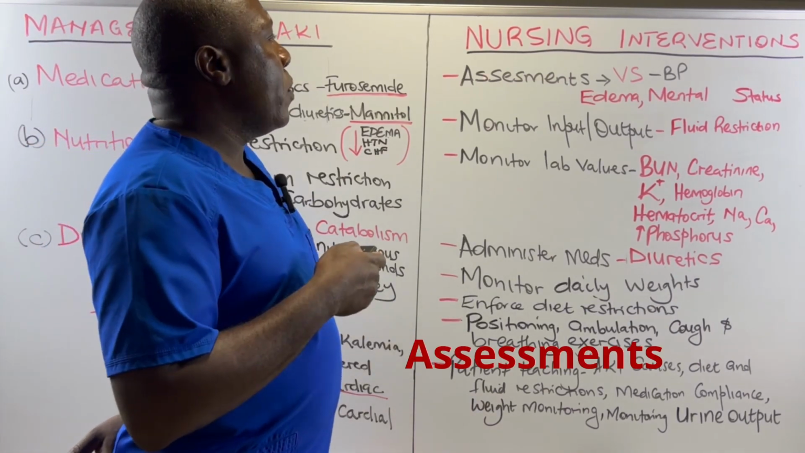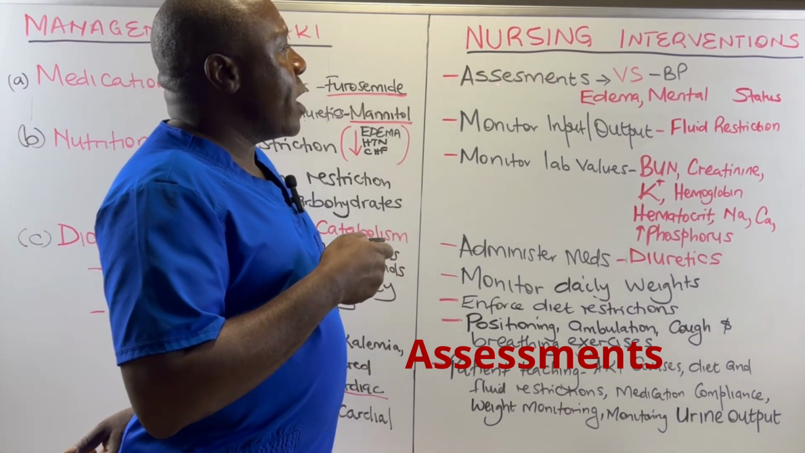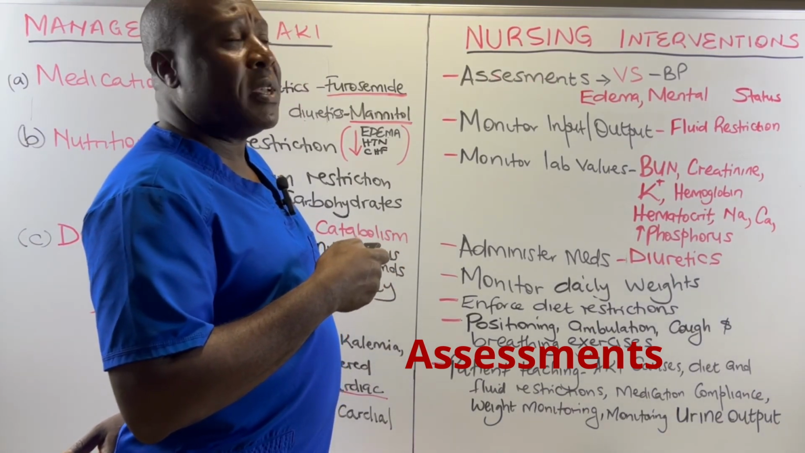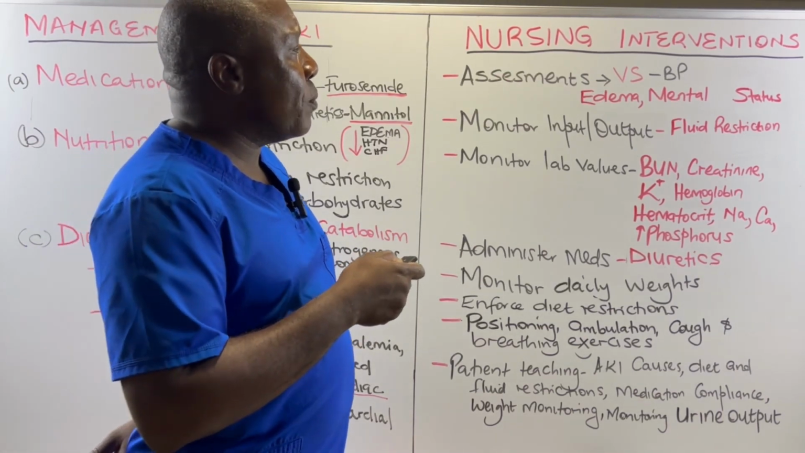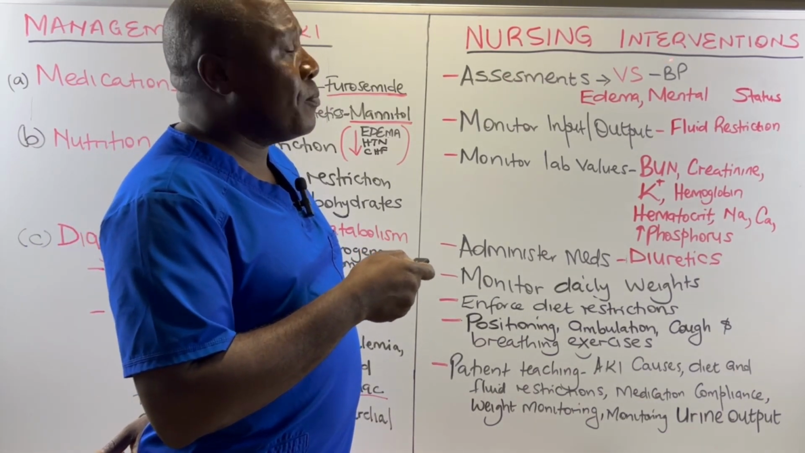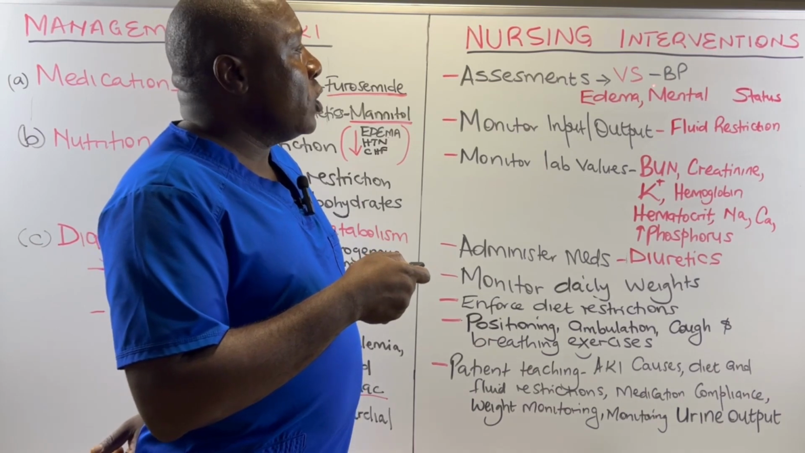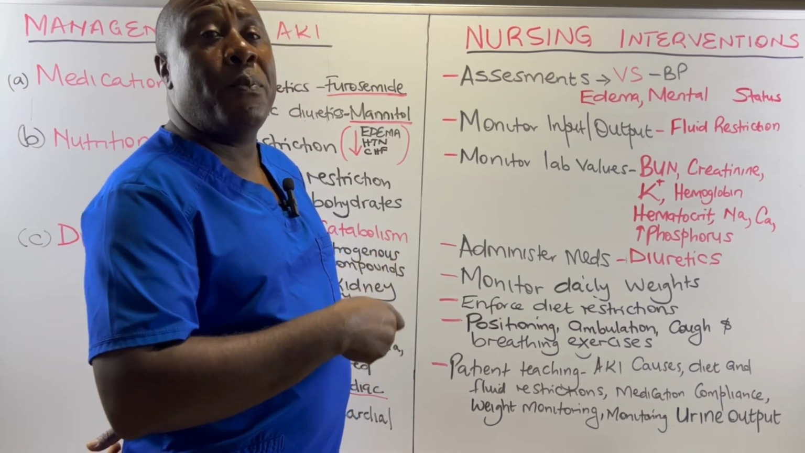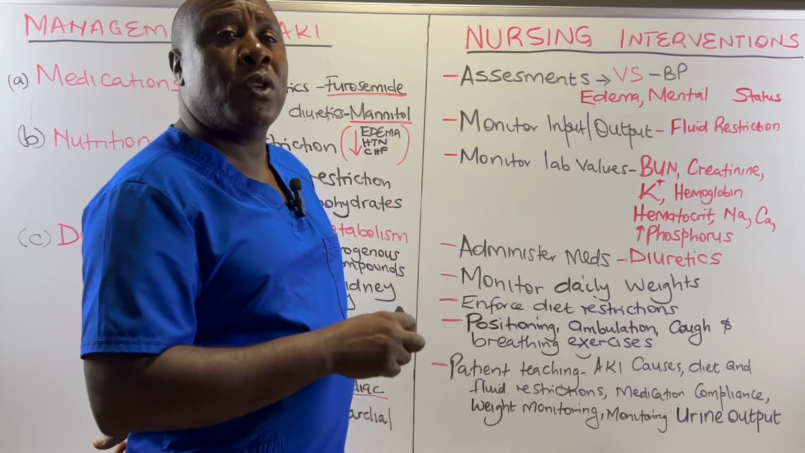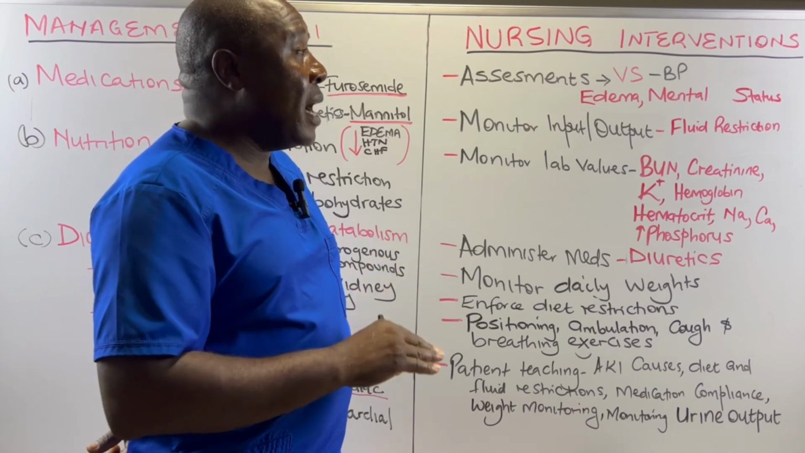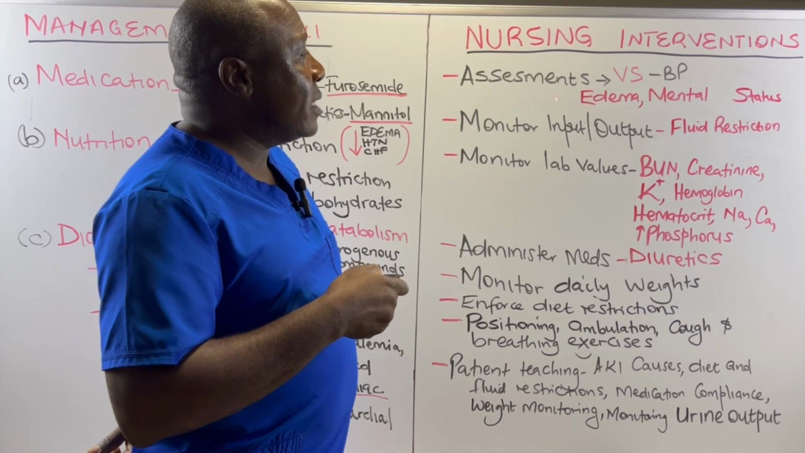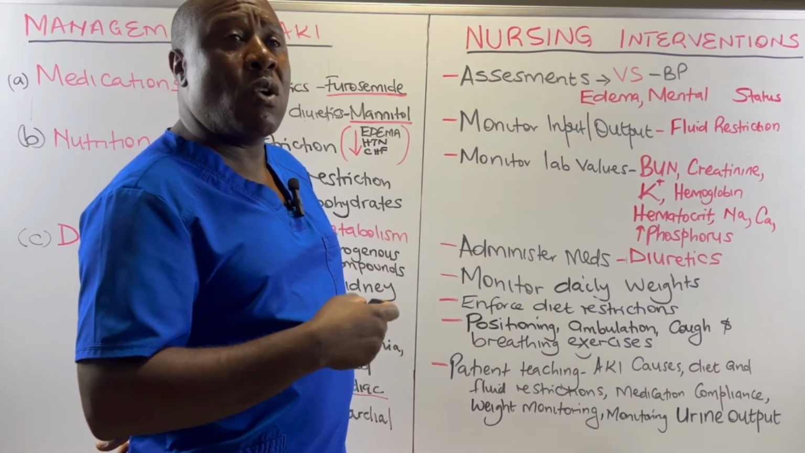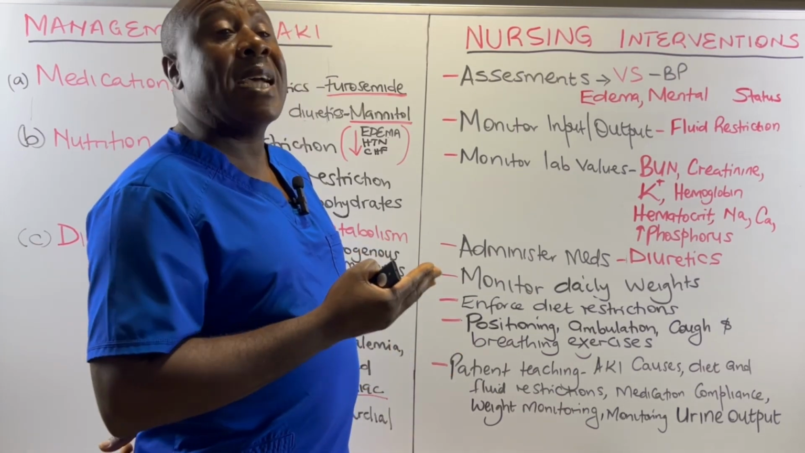Number one, we have assessments. So we are performing continuous assessments during treatment. And one of the most important things that we pay attention to is the blood pressure. Remember, we saw blood pressure as one of the perennial causes of acute kidney injury. So initially, the blood pressure is low before acute kidney injury. But then when we start having accumulation of fluid in our bodies, the blood pressure tends to increase.